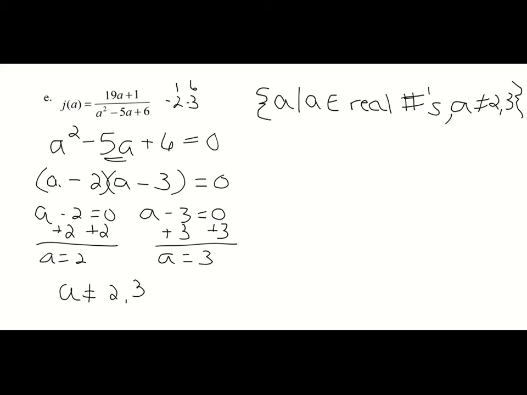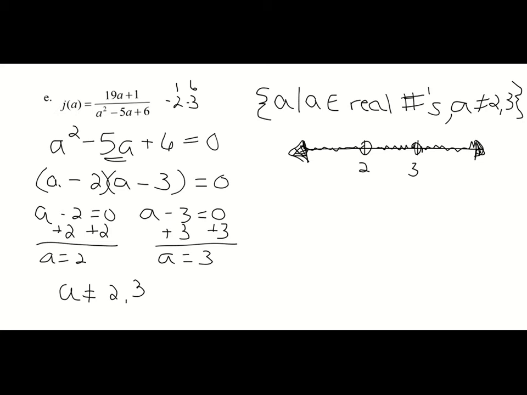So again, if I were to look at this on a number line, 2 and 3 are the numbers that aren't included. So think of those as our open circles. But everything else is included. So again, start at the left and work your way to the right.